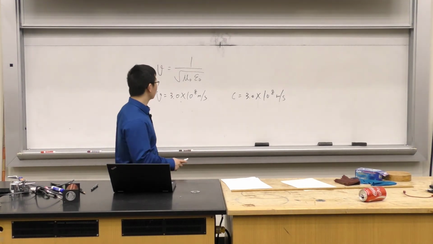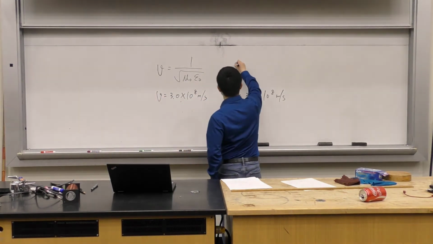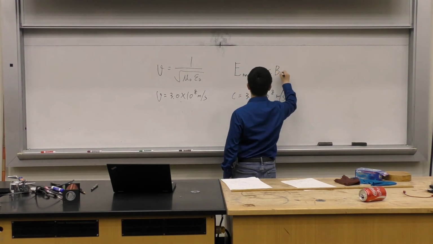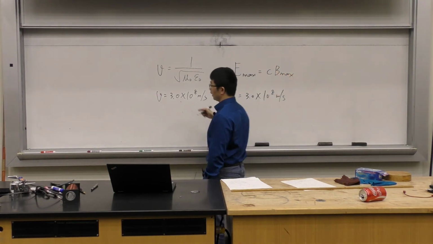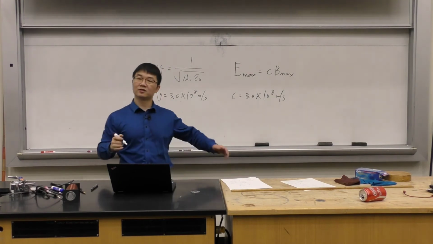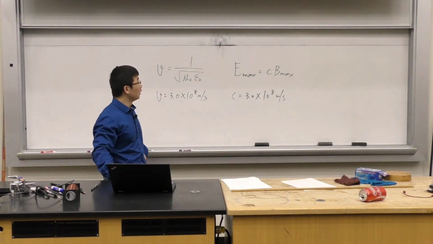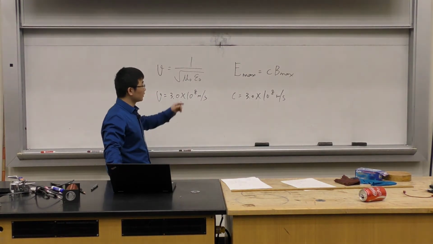Actually, the maximum value of the electric field and the magnetic field are connected by the speed of light. So this is a conclusion, again, from Maxwell's equations. Everything's going to be a conclusion from Maxwell's equations, okay? So they're connected by this c.